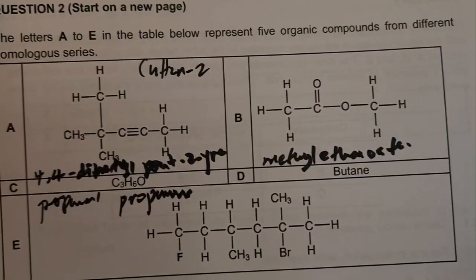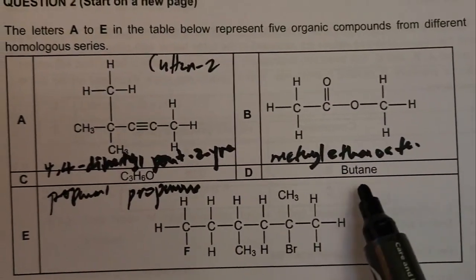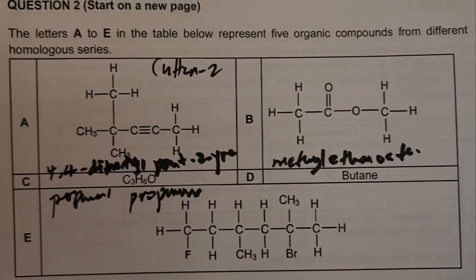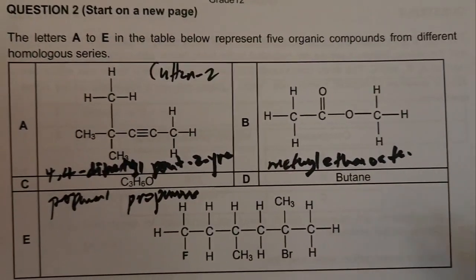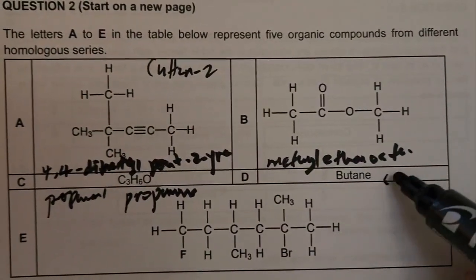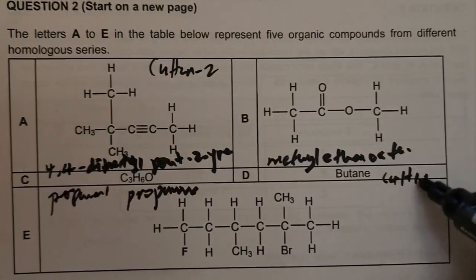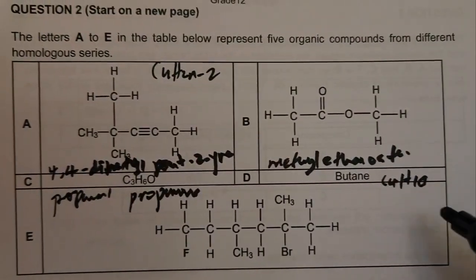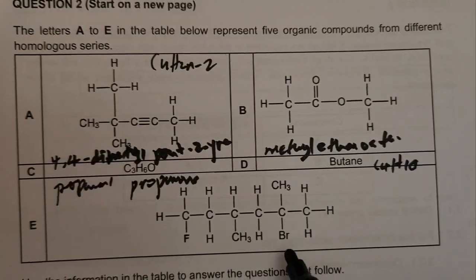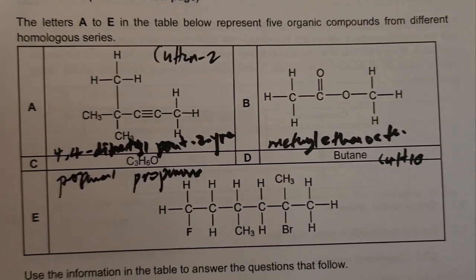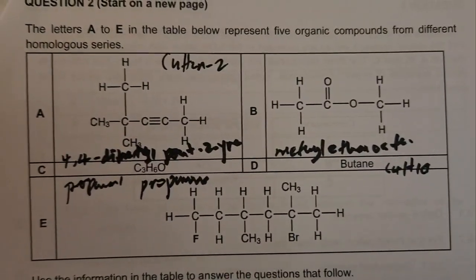Fine. And then this one is a butane, a saturated hydrocarbon, which is C4H10, and then we'll have the general formula of CnH2n plus 2. And the last one, which is number E, you can see that it's a haloalkane, Br and fluorine.